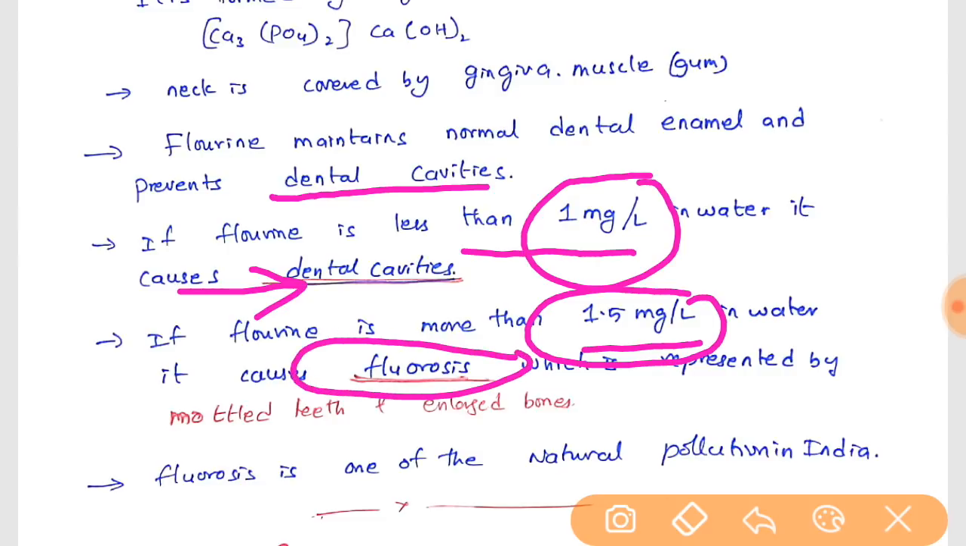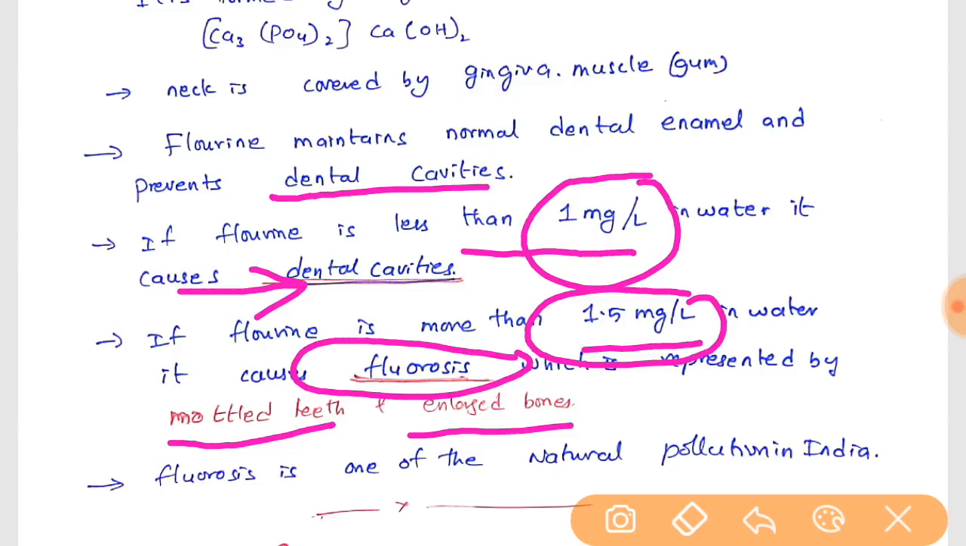Fluorosis is nothing but yellowish orange scales that form on the enamel, friends. So it looks ugly. That is called mottled teeth, and it also causes enlarged bones. It causes elongation of the teeth, and it develops gaps between the teeth also, friends.